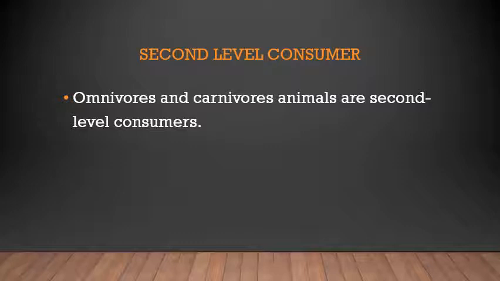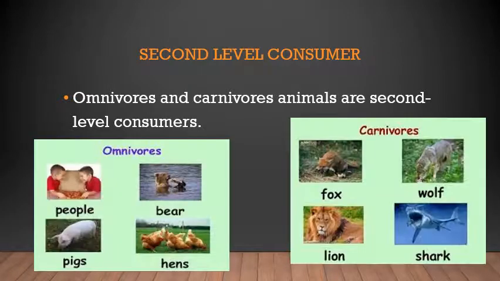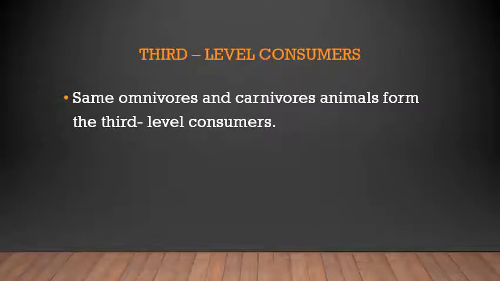Second level consumers: after herbivores, the animals that eat other animals come next. These animals are either omnivores or carnivores. Omnivores like people, bear, pigs, hens; carnivores like fox, wolf, lion, shark. These are all the second level consumers. The second level consumers and the third level consumers are the same. They are either omnivorous animals or carnivorous animals.